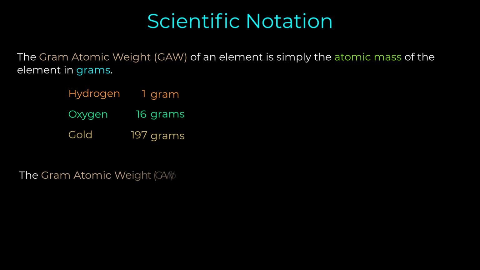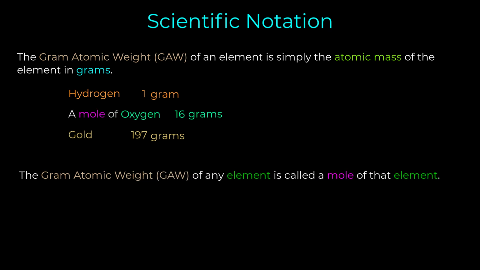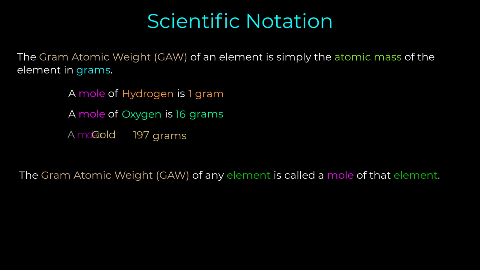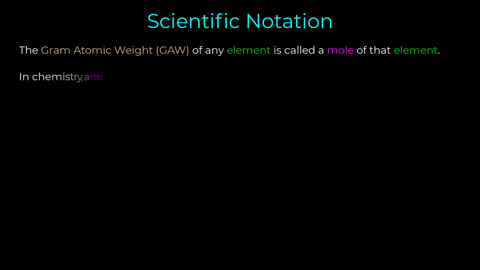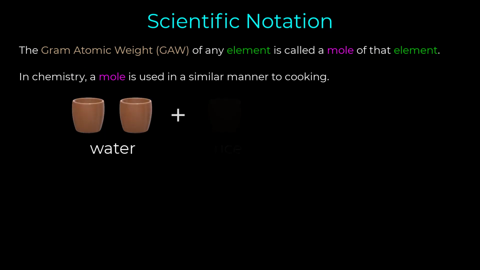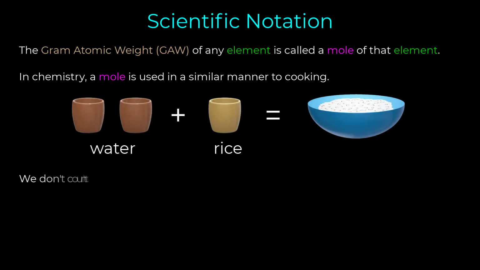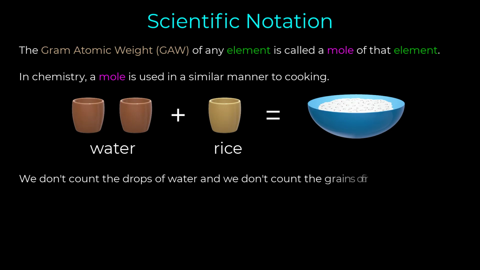The gram atomic weight of any element is called a mole of that element. A mole of oxygen is 16 grams, a mole of hydrogen is 1 gram, and a mole of gold is 197 grams. In chemistry, a mole is used in a similar manner to cooking. When we cook rice, we often use 2 cups of water per cup of rice. We don't count the drops of water, and we don't count the grains of rice.